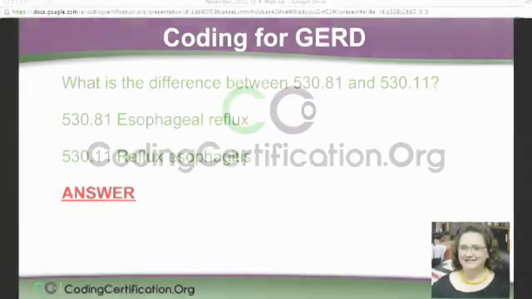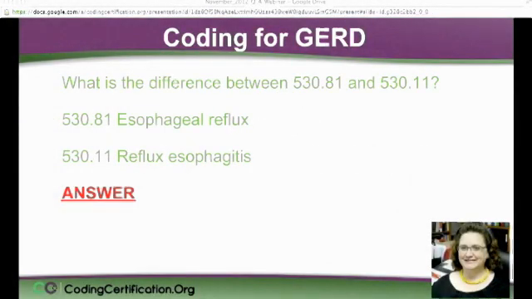The reason I came up with this one is that I experienced it with a chart I was working on recently, and it threw me for a minute. I thought, I've never had a problem with that, where I had to think GERD is 530.81. You just always assume that. But the doctor had actually pre-populated the diagnosis. He wrote GERD 530.11.